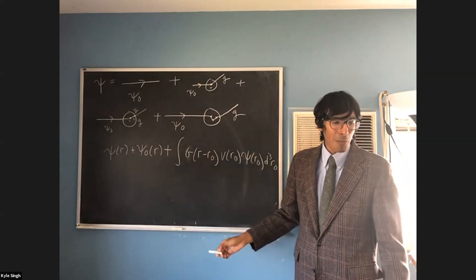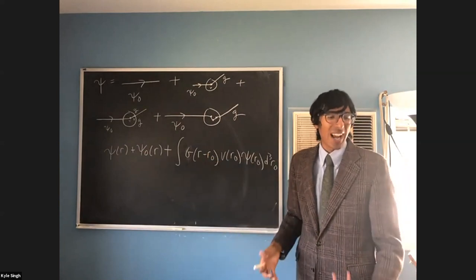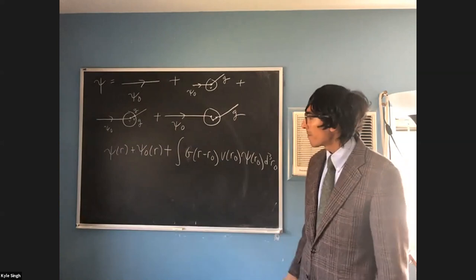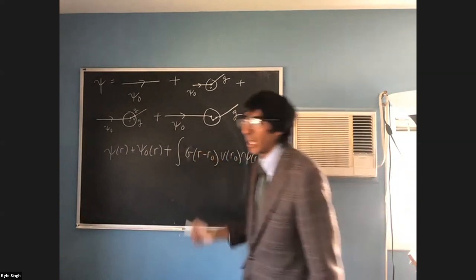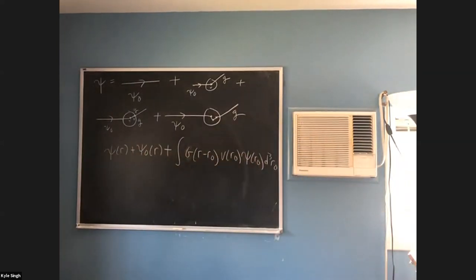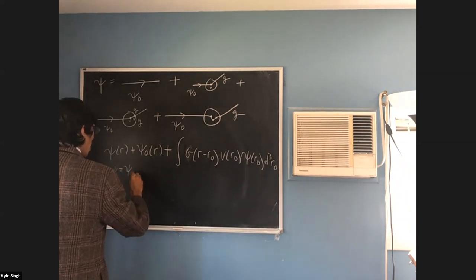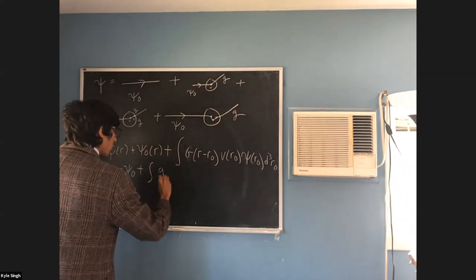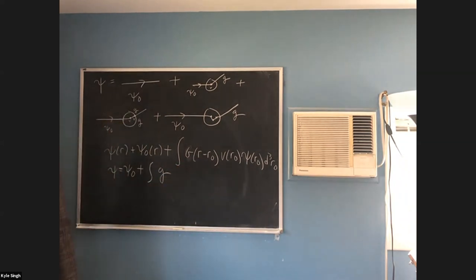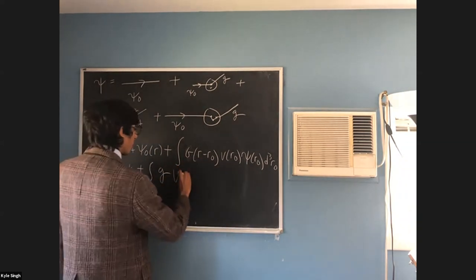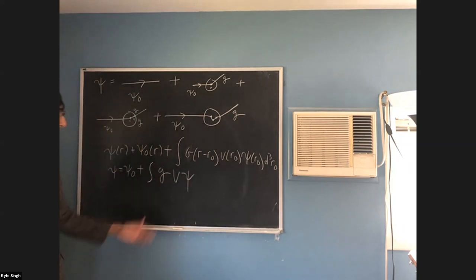Does that make sense now? It's getting less abstract now, hopefully. Okay, and this is what we derived for f of theta. And I will write this out very generally now. So we have psi equals psi naught plus integral g. I'm just going to use little g for a reason that will be obvious when we do field theory. V of psi, some potential.